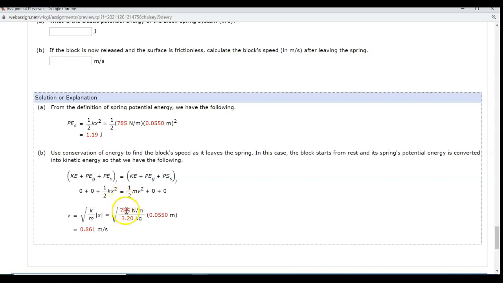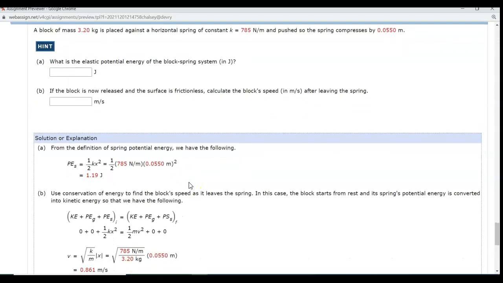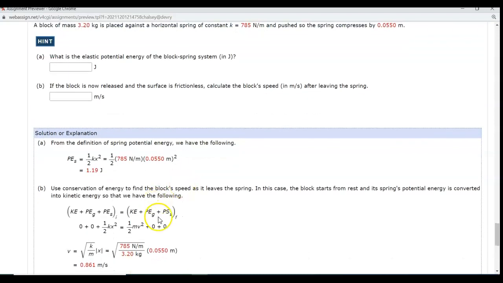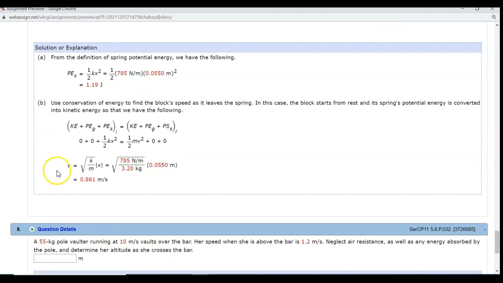Okay, so the constant 785 newtons per meter divided by the 3.2 kilograms that was given, so you take the square root of that first and then multiply that by 0.055. Okay, and our answer is in meters per second.